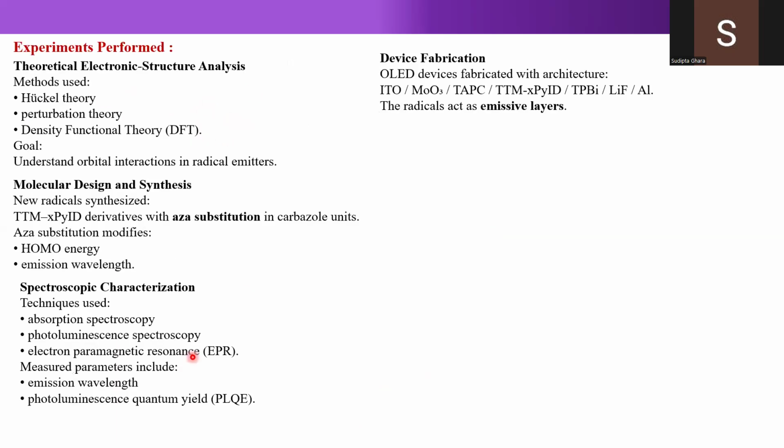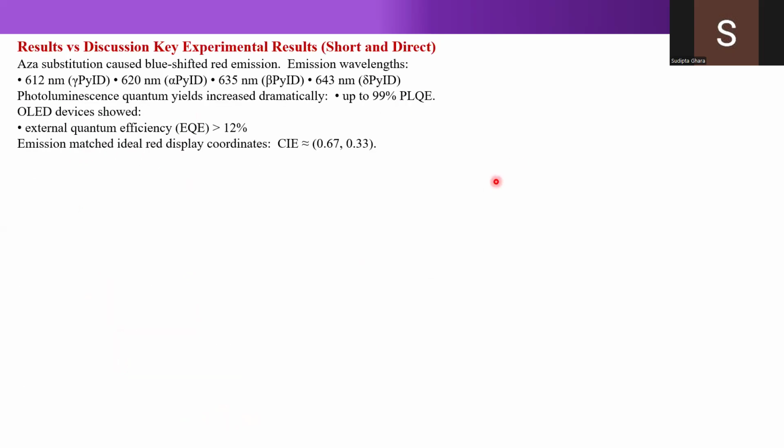So these are the experiments they have performed. Theoretically, they did DFT studies. They did the molecular design and synthesis, and the spectroscopic characterization by EPR and NMR, and different types of photophysical studies like PLQY and emission spectroscopy. Finally, they fabricated the OLED, and they got an external quantum efficiency after OLED fabrication greater than 12%, which is very significant.